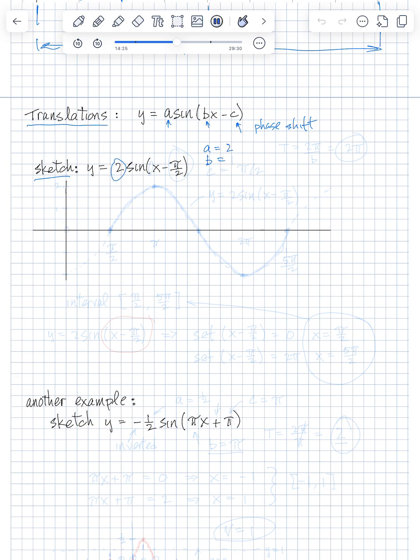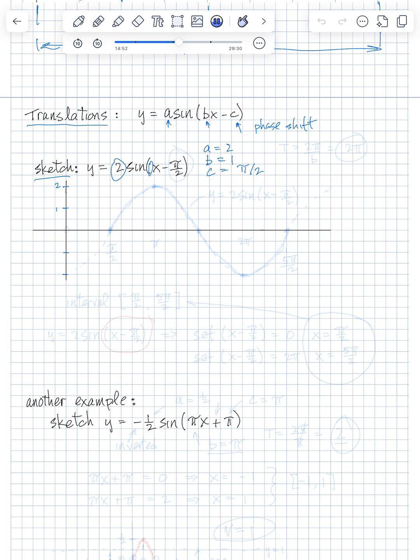B is equal to 1. That's the coefficient in front of x. And c is equal to pi over 2. So draw your coordinate system, and we're going to label the amplitude. So it's 2 units. So here's 1, 2.